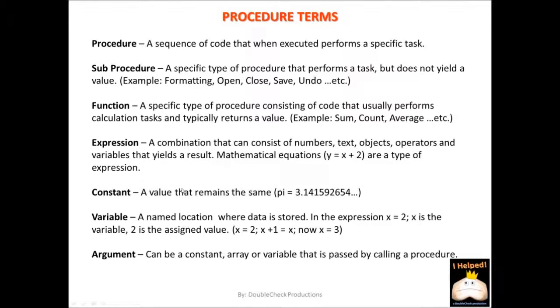A constant is a value that remains the same, it never changes. Pi is a good example of that. And a variable is a value that can change even within our code. Again, just like math. Finally, we have an argument. An argument can be a constant, it can be a variable. Normally, that's reserved for our input, a value that we're inputting.